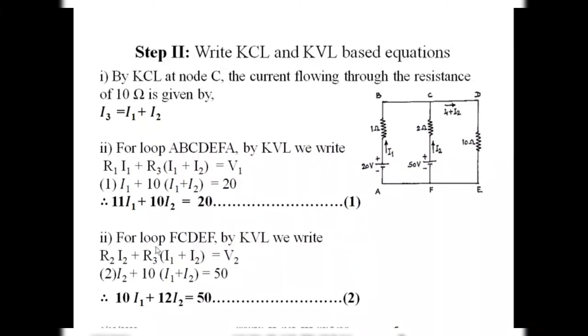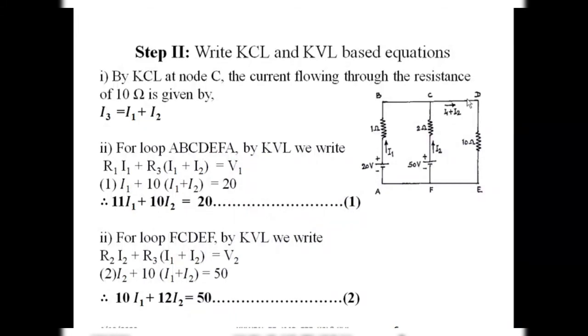For that we will consider the loop F, C, D, E, F. For this particular loop we will again use the KVL to write the equation. In this FC branch there is resistance R2, the current is I2. So the drop will be R2 into I2. This drop is again to be considered as positive because there is a fall in potential as we move from the battery side, 50 volt, to the node C.